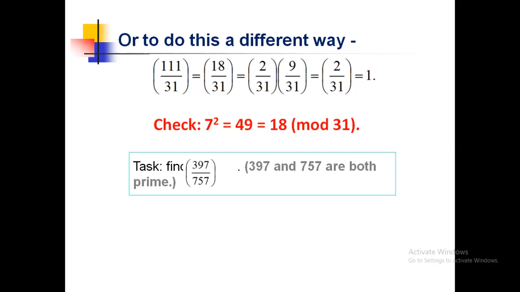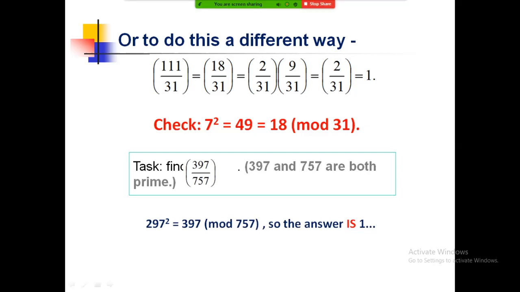Now (397/757), where both are prime numbers. Here we are going for both being prime numbers. 297 whole squared is congruent to 397 mod 757, so the answer is 1.